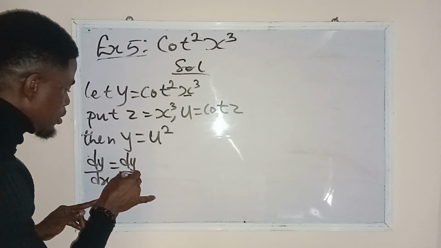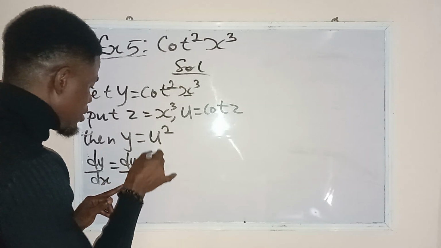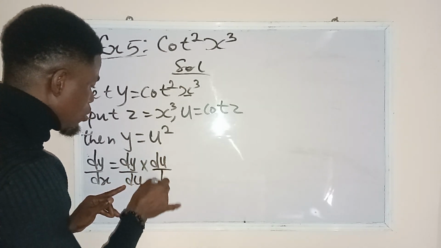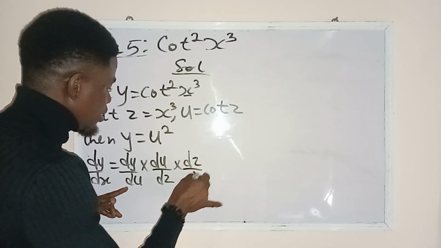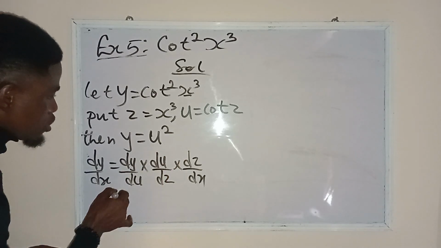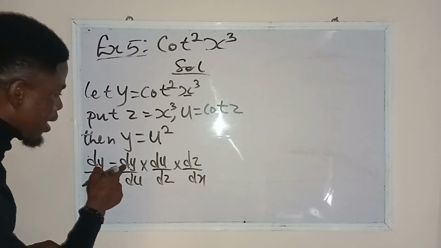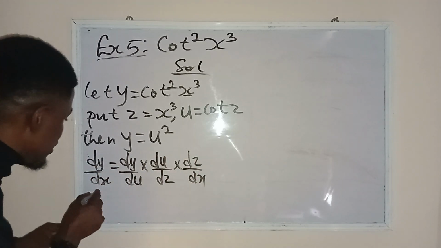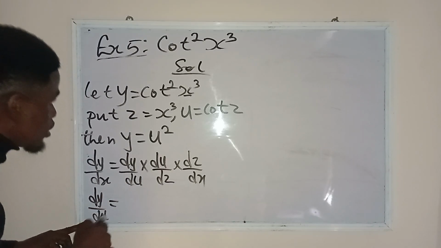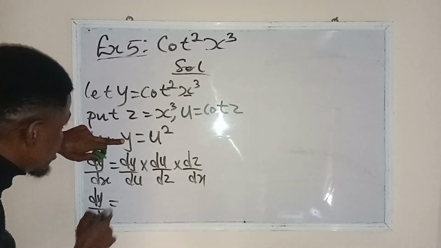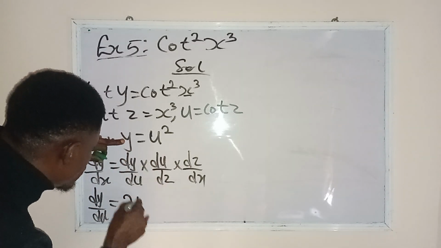Now apply the chain rule formula, which is dy/dx equals dy/du, times du/dz, times dz/dx. That is when you cancel out to give you dy/dx. Now we need dy/du. What is dy/du? Differentiate this one with respect to u. It's going to give you 2u.